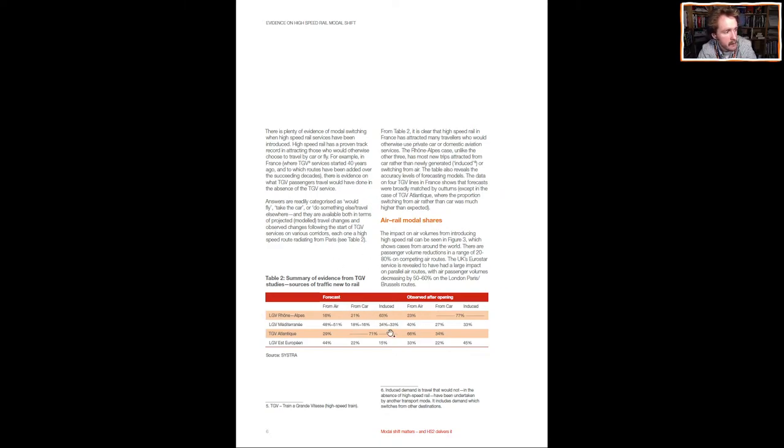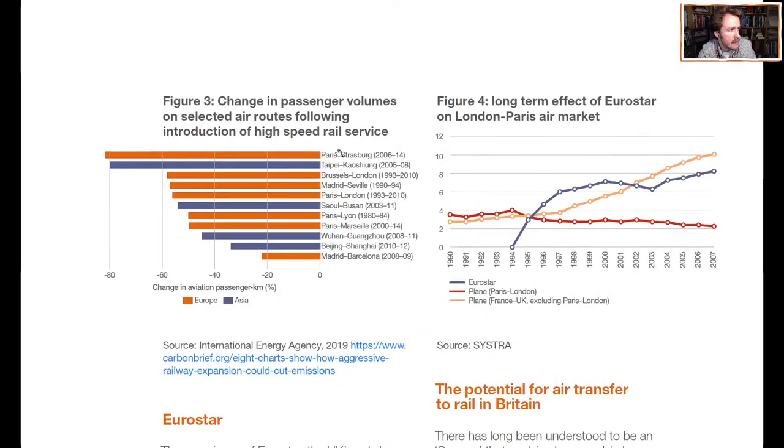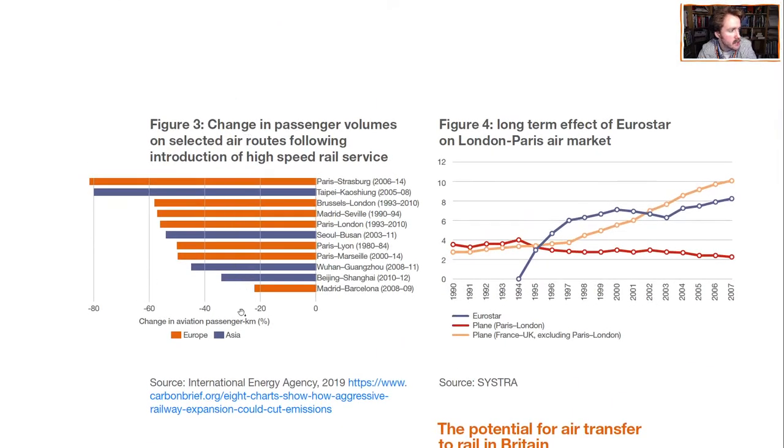And this talks about air-rail modal shares and essentially, okay, plenty of evidence, clear that this, that, and the other. Let's have a look at, let's see. So, change in aviation passenger kilometres in Europe and Asia following the introduction of high-speed rail services. So, you can see here, there's two different graphs, and then you're looking at Eurostar's impact on the London-Paris air market.